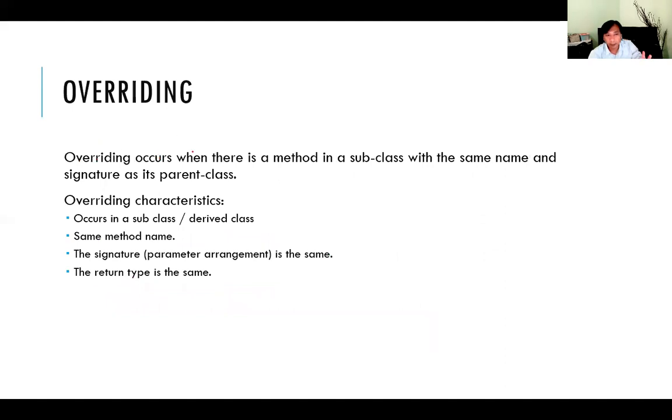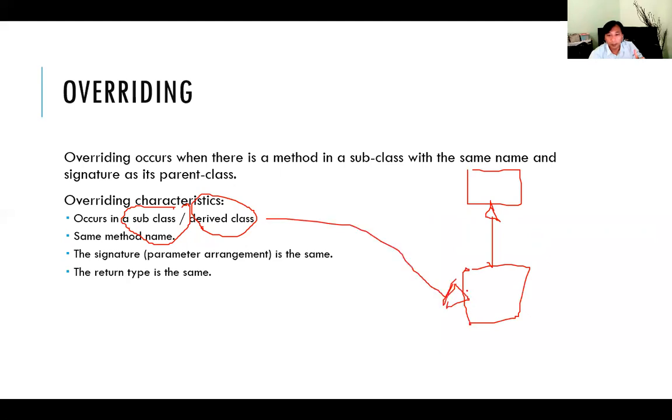Okay, so overriding occurs when there is a method in a subclass with the same name and signature as its parent. The overriding characteristic is that it must occur in a subclass or a derived class. Derived class means it is in an inherited class, so it has to occur in this class. It cannot occur in this class. It has to be applied in a derived class or a subclass.